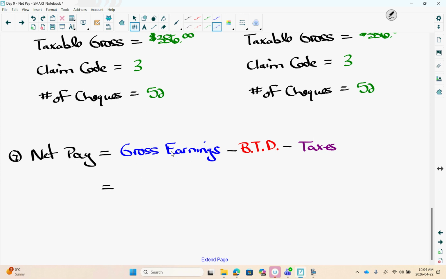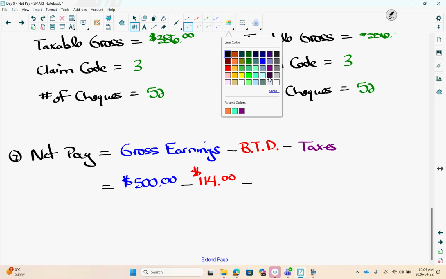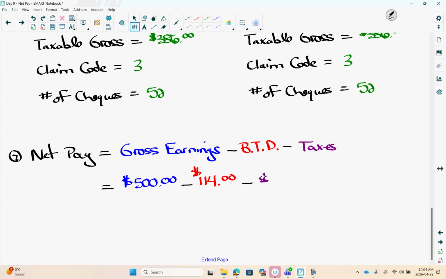Who remembers what this number was? Gross earnings. It's on your sheet in front of you. $500 minus, who remembers what the before tax deductions were? I do. 114. What's the total taxes? Anyone have that figure written down so I don't have to scroll back up? $42.52. Thank you very much.